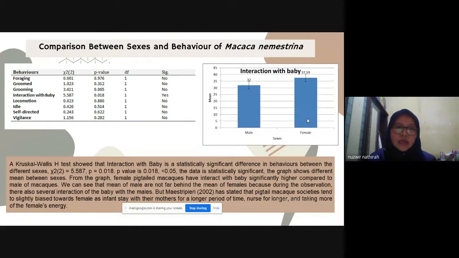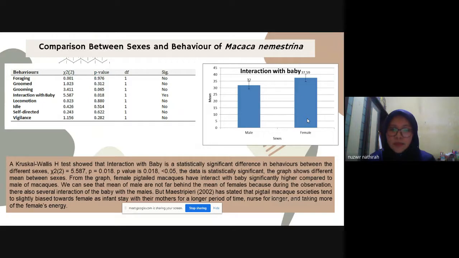Next, the comparison between sexes and behavior of Macaca nemestrina. So the data is statistically significant, and the graph shows different means between the sexes. From the graph, female pigtail macaques interact with the baby significantly more compared to the male macaques. We can see that the mean of male is not far behind the mean of female, because during the observation there were also several interactions of the baby with the male.